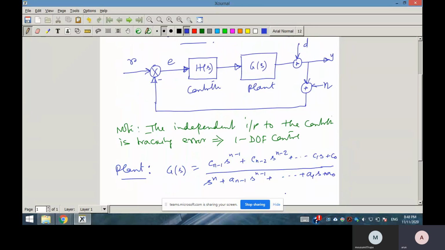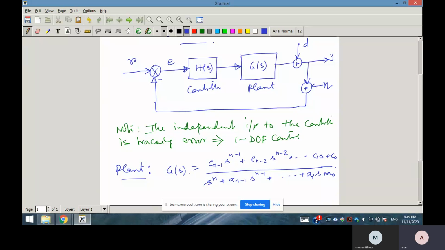So you can say that is a general plant. Any general strictly proper plant it will represent. What is the relative degree of this plant? The relative order or relative degree is the difference between the number of poles and zeros. Here the number of poles is n, and the number of zeros is n minus 1. So the relative degree is 1, or you can say it is the difference between the degree of the denominator polynomial and the numerator polynomial.